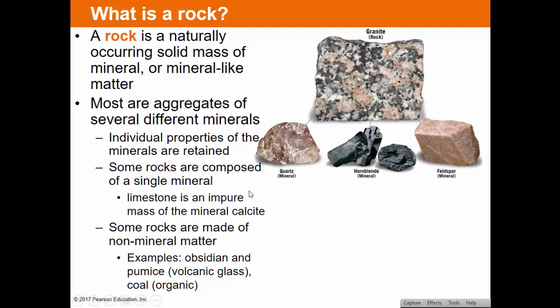Now, some rocks are composed of a single mineral. Limestone, for instance, is the mineral calcite, which is calcium carbonate. That's the formula, calcium and carbonate together. So that's a rock that's a single mineral. And then some rocks are made of non-mineral matter. Obsidian and pumice are actually glass. They're not minerals. The cooling happened so rapidly that the mineral structure did not occur. So that's a rock that's non-mineral matter. And coal, because it's organic, is also a rock made of non-mineral matter.